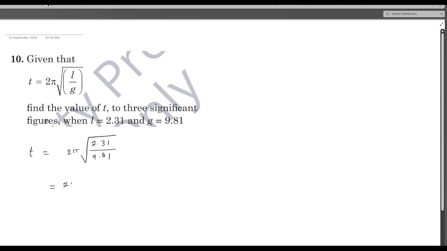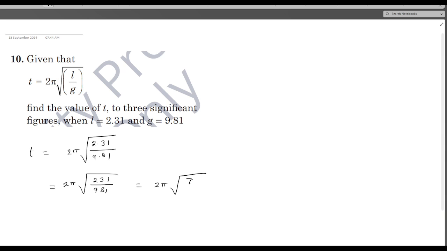Okay, so let us write this as 2 pi square root of this 2.31. I will multiply this numerator by 100 and denominator also by 100. And I can see that both the numerator and denominator can be cut by 3. So 3 times 7 is 21. 21 plus 2, 23, again 21. So 3 times 7. So this is 77 divided by, now here 3 times 3 is 9. Then 3 times 2 is 6. 21. Now 3 times 7. So 77 divided by 327.